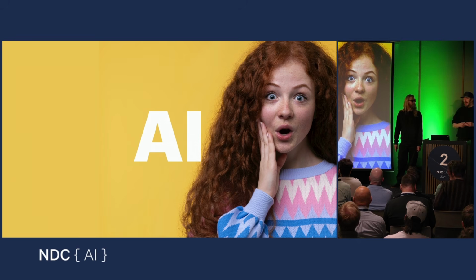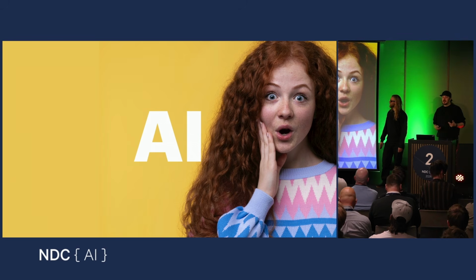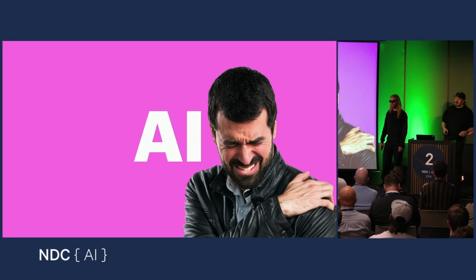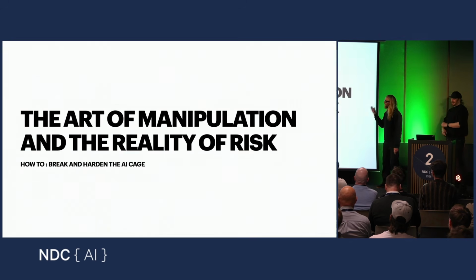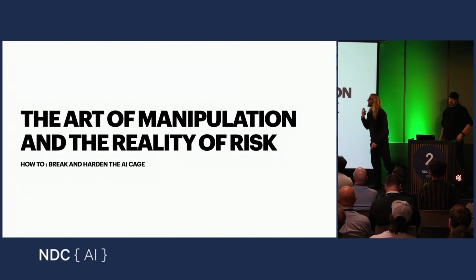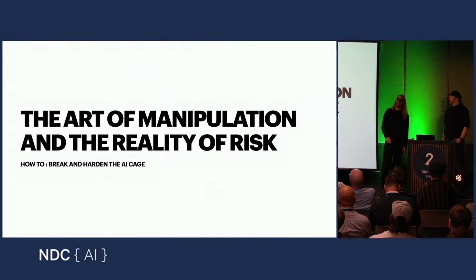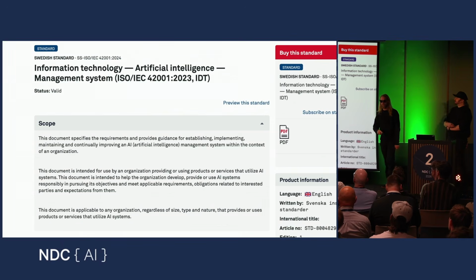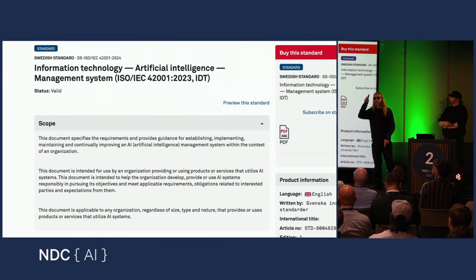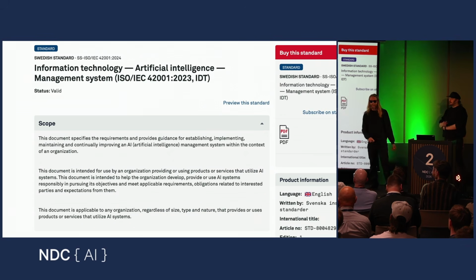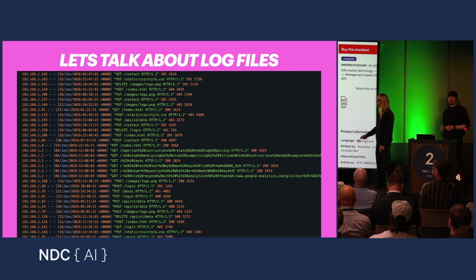Now, the word actually has a double meaning. It's also "äi", as in ouch. And this is also what this talk is going to be about. Because the name of this talk is The Art of Manipulation and the Reality of Risk: How to break and harden the AI cage. And if you're here because you want to get your ISO 42001 certification, this talk is not for you. Sorry, it's not going to help. Because we're going to go into real attacks here and not just compliance.